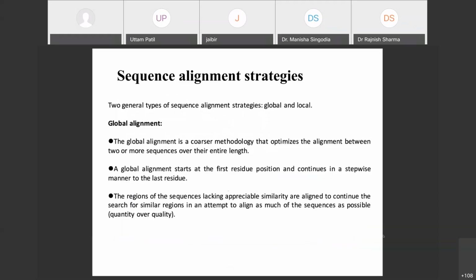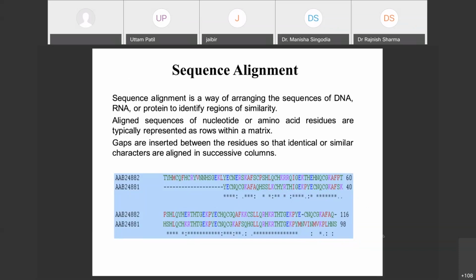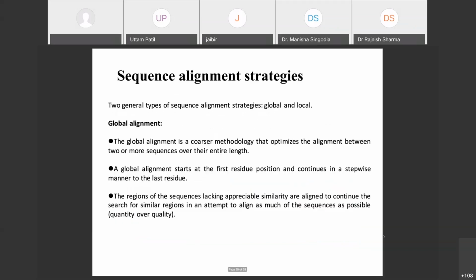So how can you get this kind of sequence alignment? What are these strategies which are there for sequence alignment? So majorly there are two strategies. One is the global alignment and the local alignment. So global alignment is a coarser methodology that optimizes the alignment between two or more sequence over their entire length. So when it is using entire length, we say the global alignment. When it is using a fixed region, then you can say it is a local alignment.